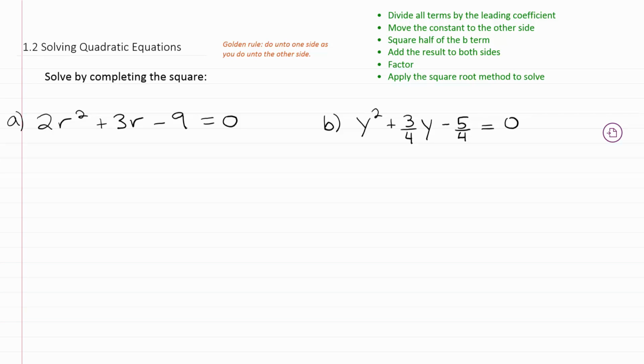In this video, we're learning how to complete the square. So you'll want to pay attention to the steps I have listed here in green. They basically tell us the procedure we'll use to solve these problems. So first step is to divide all the terms by the leading coefficient.